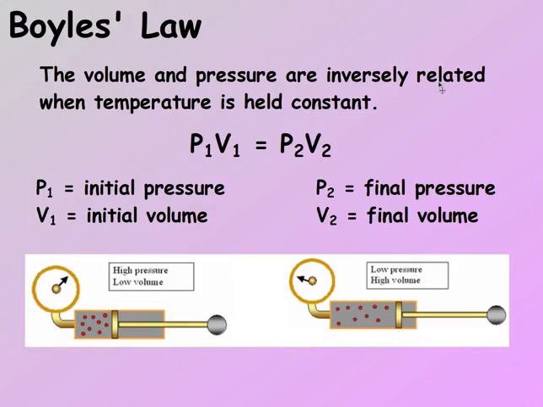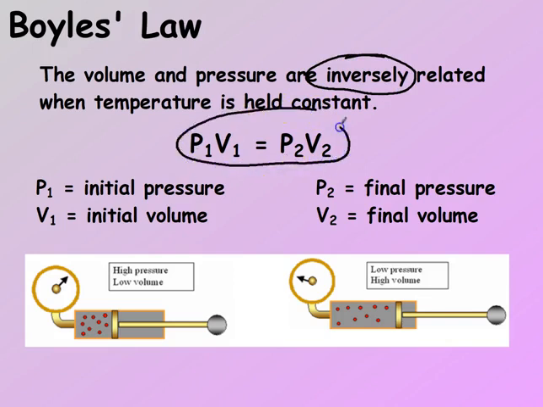Boyle's law is when volume and pressure are inversely related. So in your notes, make sure you write the word inversely. And here's the formula that you need to write down in your notes. That word inversely means as the pressure goes up, the volume goes down. And so P1, V1 is going to be the initial pressure and volume. P2 and V2 are going to be the final pressure and volume.